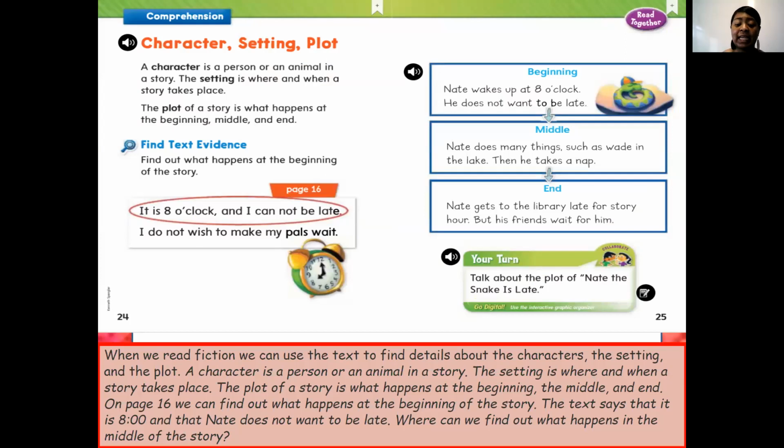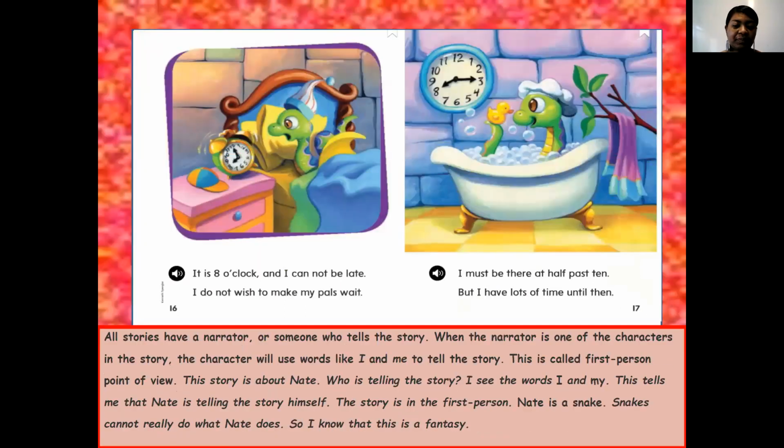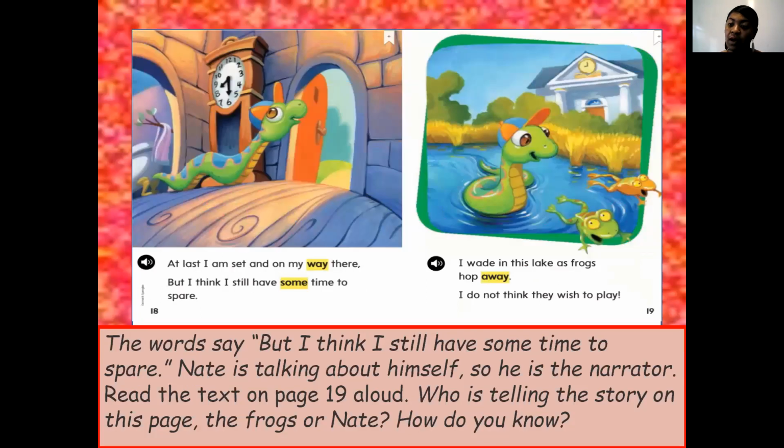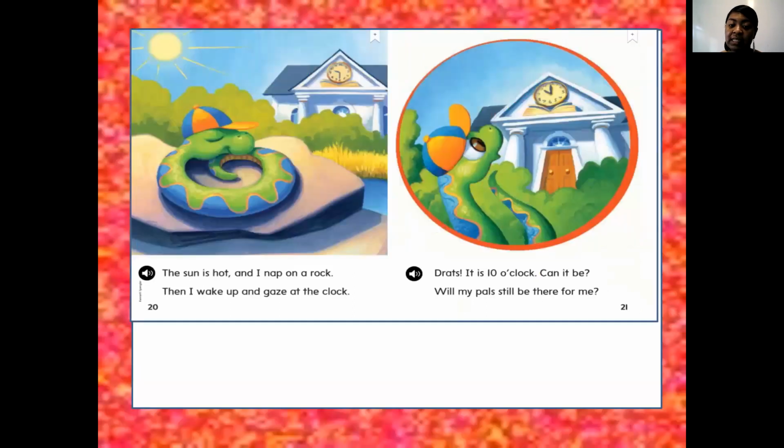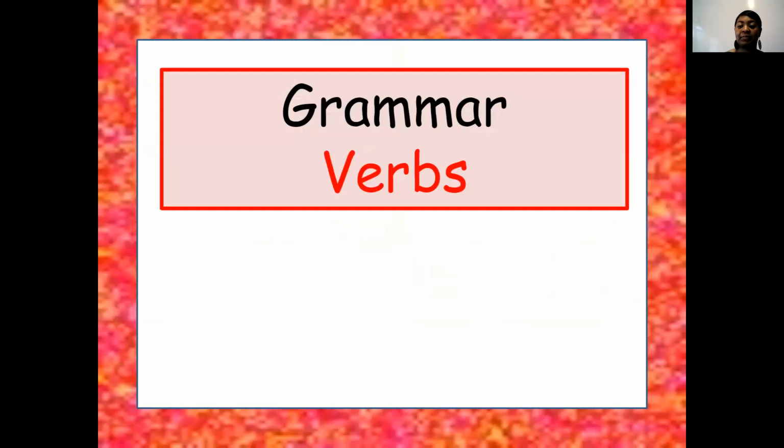So, at the beginning, he wakes up because he does not want to be late, so he's awake. So what else happens after that? Okay, he's on his way. So we can look at pages 18 and 19 to see what he does. Okay, and then he takes a nap on page 20. So he wakes up, he gets ready, he goes out, he stops at the lake, and he takes a nap. So he stops at the lake and he takes a nap in the middle of the story. And what happens at the end? Now you tell me. Very good.